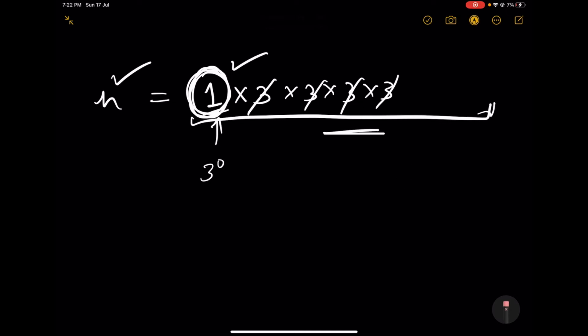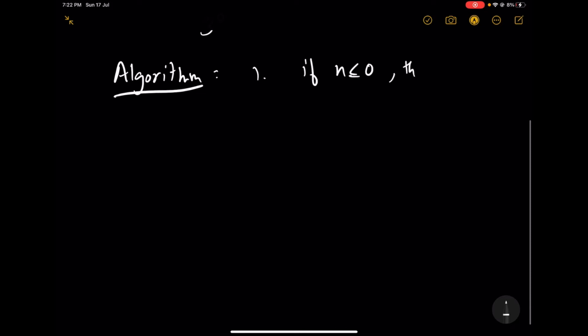Now let's try to formally write down our algorithm. The algorithm is really simple, right? The first thing would be, if our number is less than or equal to 0, then return false. That means it isn't a power of 3, right? And the other step would be a loop, because we need to keep dividing this number by 3 again and again and again.